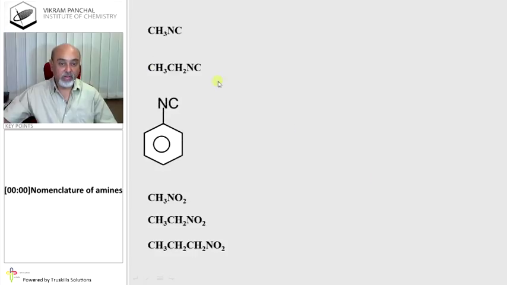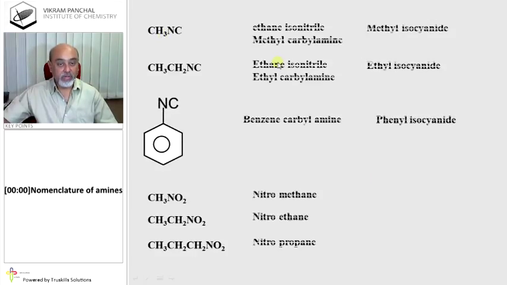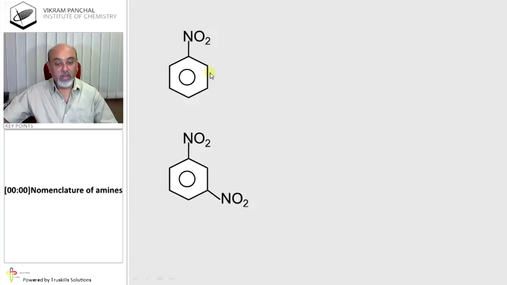NC is isocyanide or carbylamine. So methane isonitrile or methyl carbylamine, common name methyl isocyanide. Ethane isonitrile or ethyl carbylamine or ethyl isocyanide. Benzene carbylamine, phenyl isocyanide. Nitromethane, this is nitroethane, nitropropane. Nitrobenzene, metadinitrobenzene.